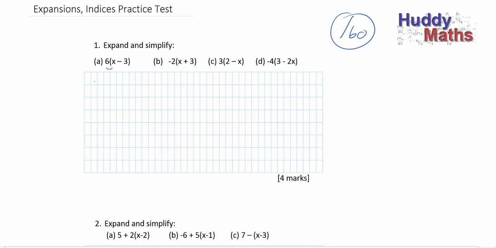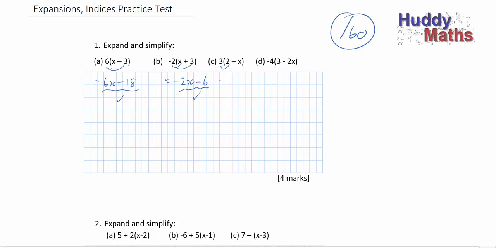Expansion. This means 6 times x, which is 6x. 6 times neg 3 is neg 18. So there's 1 mark. You've got to get both parts right to get the 1 mark. Neg 2 times x is neg 2x. Neg 2 by positive 3, negative times positive is a negative 6. 1 mark for that.